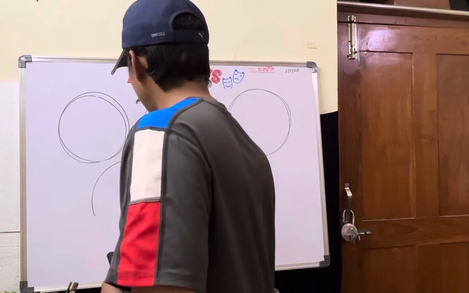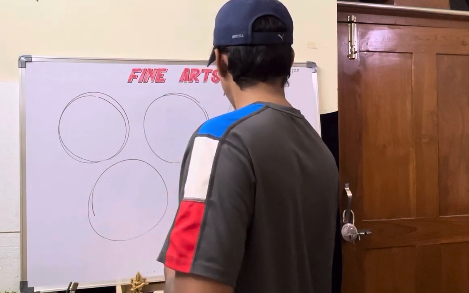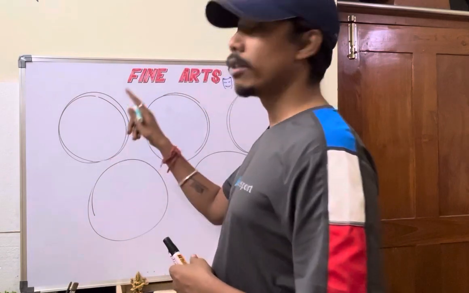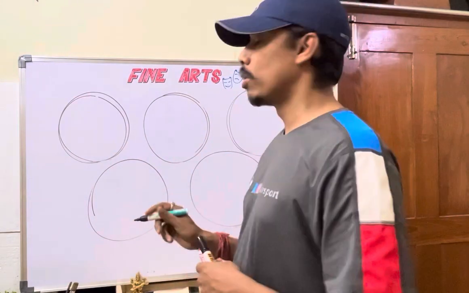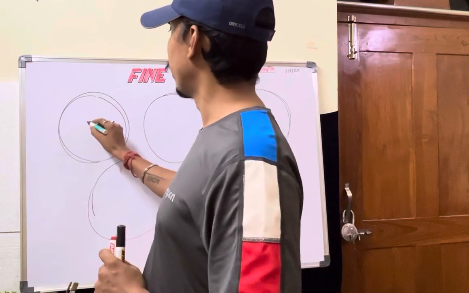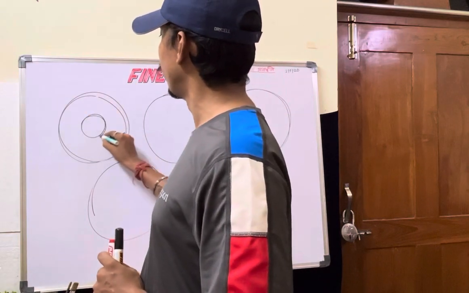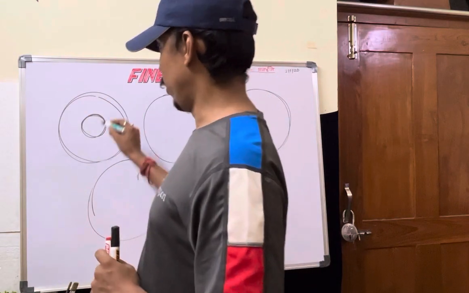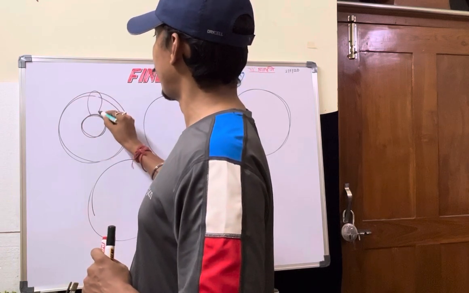Okay, so this is a circle, this is another circle, this is another circle, this is another circle, this is another circle. So there are three types of circles. Like if I am going to draw a flower, in the center I am going to make another circle. So here I am going to add the petals.